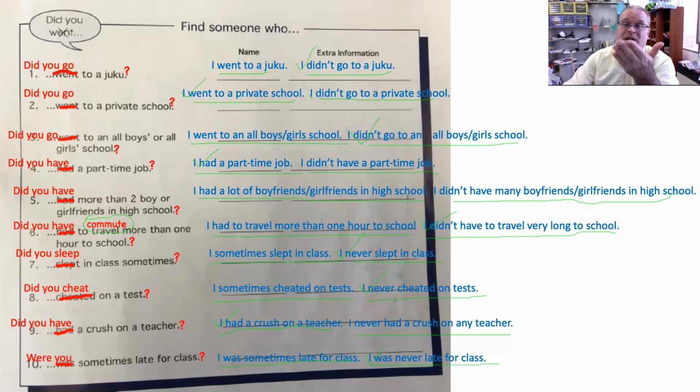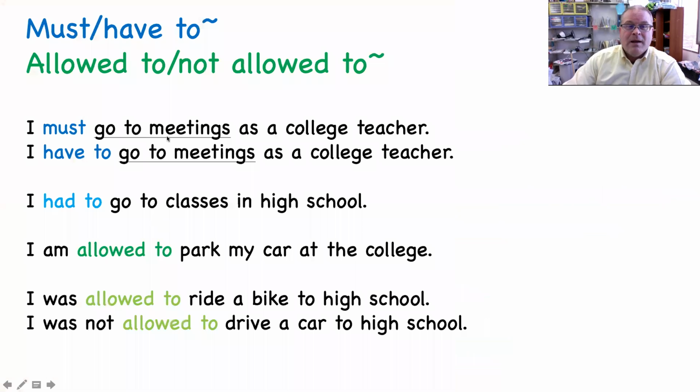So you, please tell us about you. Tell us about your school experience. Okay, now last one, allowed to, not allowed to, must and have to, okay? Now first part, okay, get my pen color here again, okay.